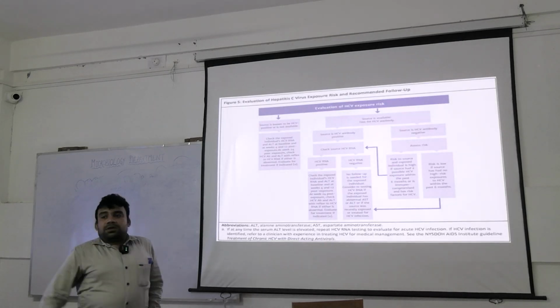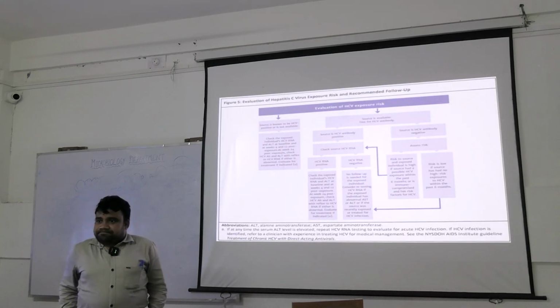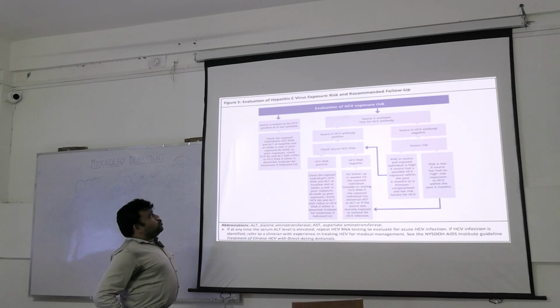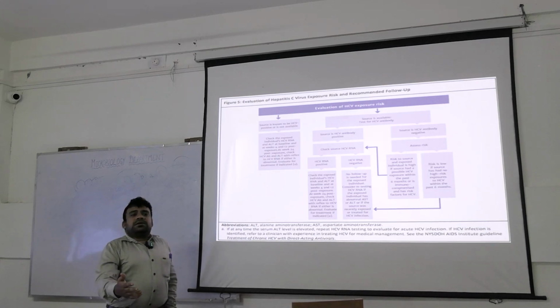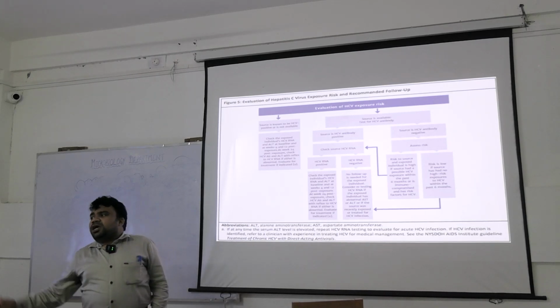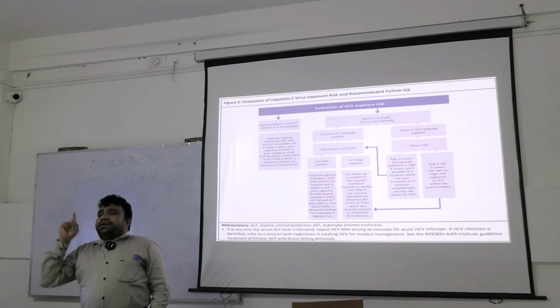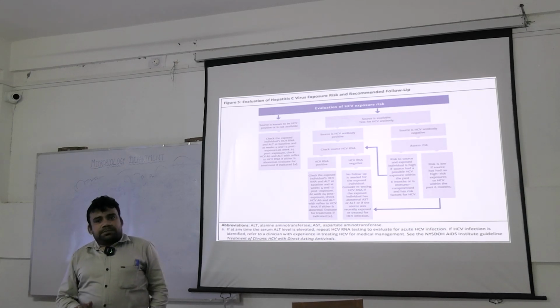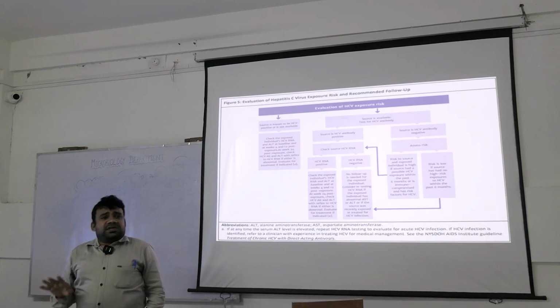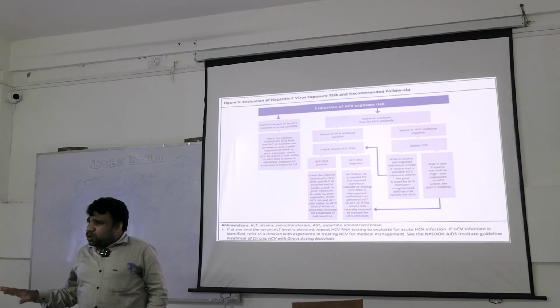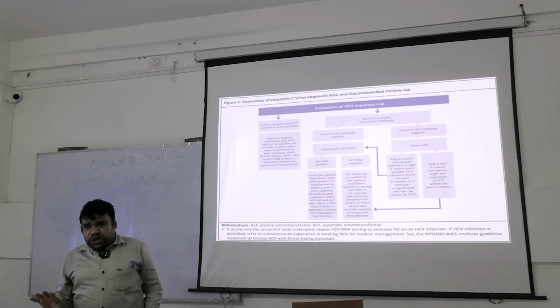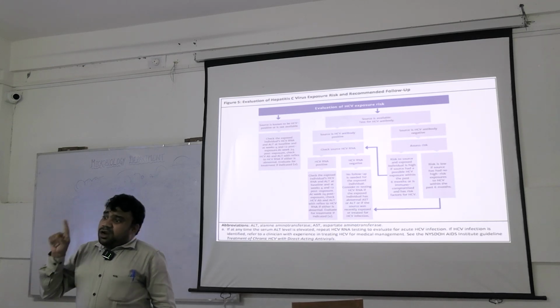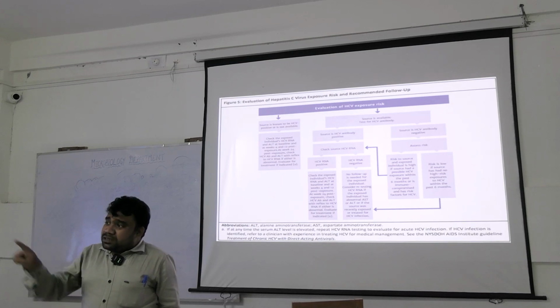Now coming to hepatitis C. So what do we need to do? Similar to HIV and hepatitis B, you need to test the source and test the person who has been exposed. Over here there are no vaccines, there is no immunoglobulin. What you need to know is the viral load in the source.